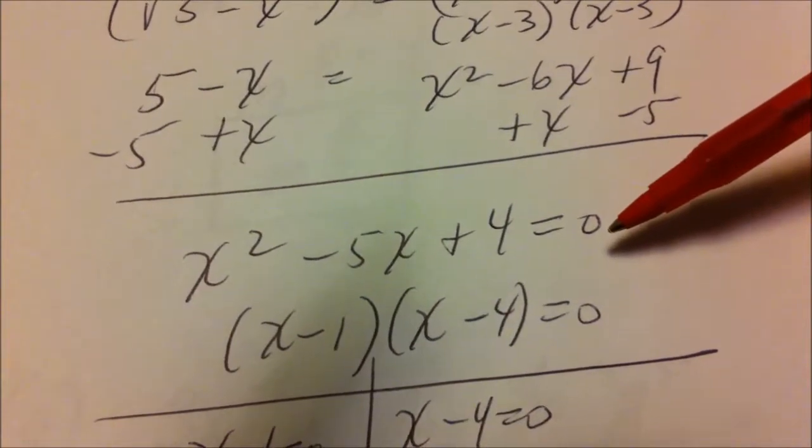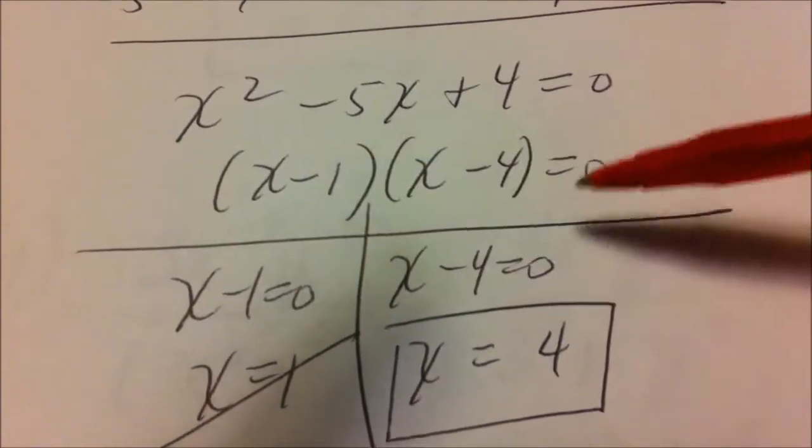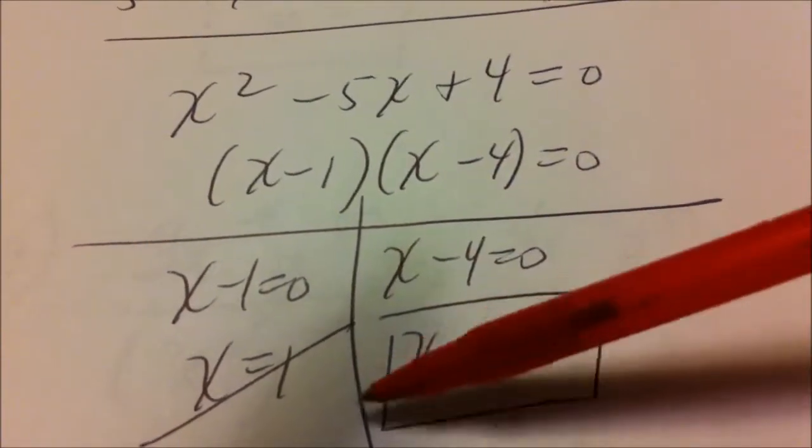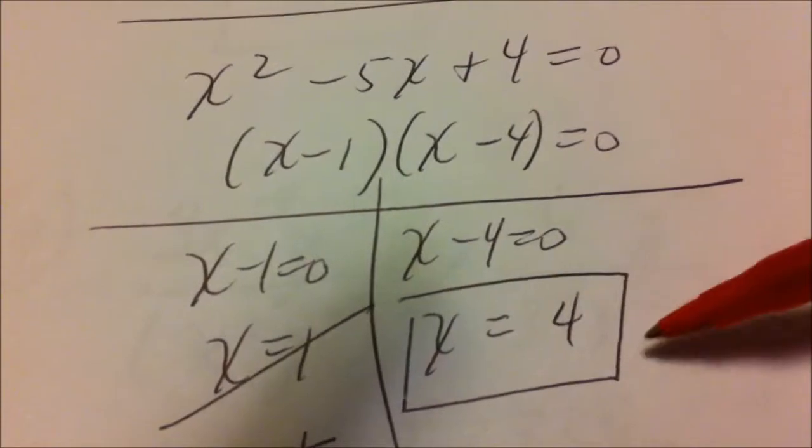Factors of 4 that add up to negative 5. That's simple AM trinomial. And I get the negative 1 and negative 4, setting each factor equal to 0. I get my possible solutions are 1 and 4.